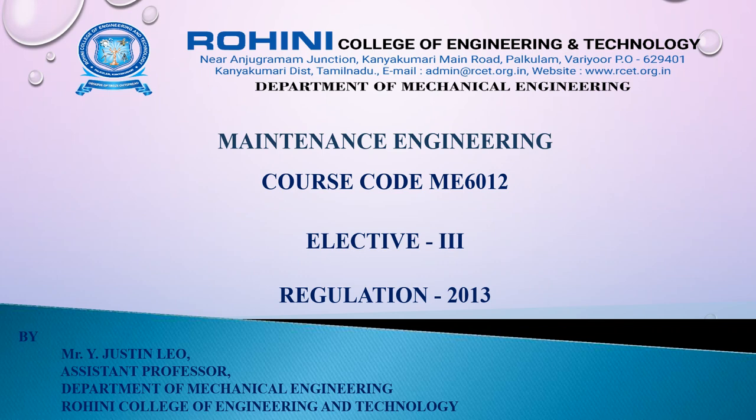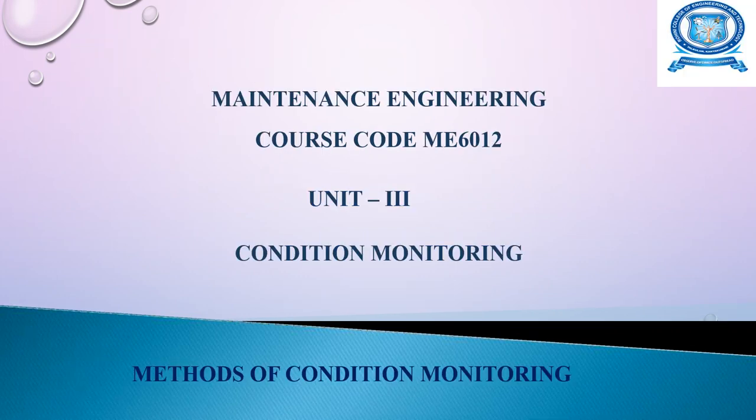The course code is ME6012. This is an elective course for the mechanical engineering students of Regulation 2013. And in this video session, we'll be studying about methods of condition monitoring of Unit 3.